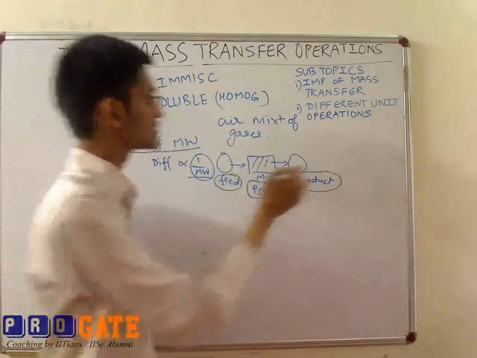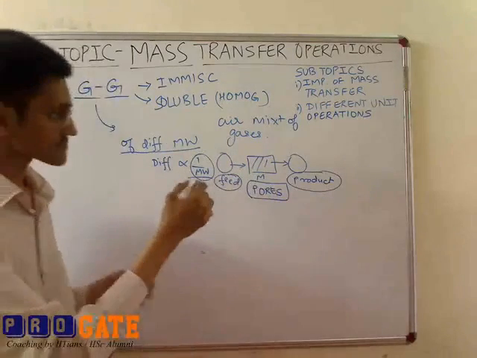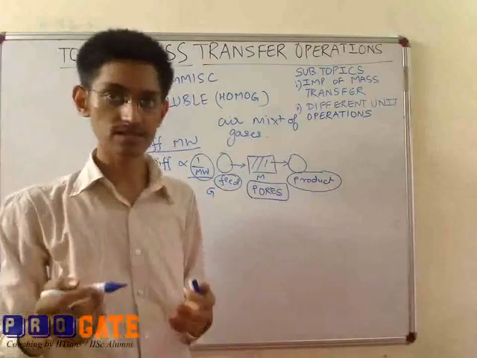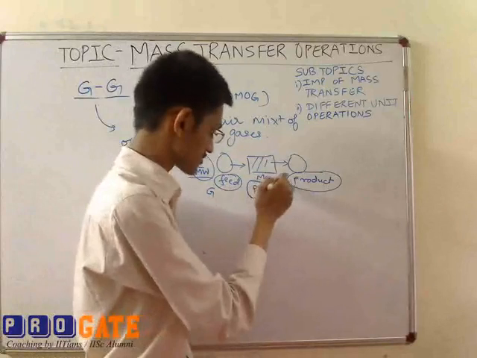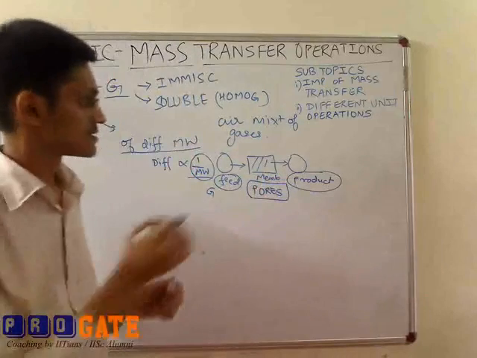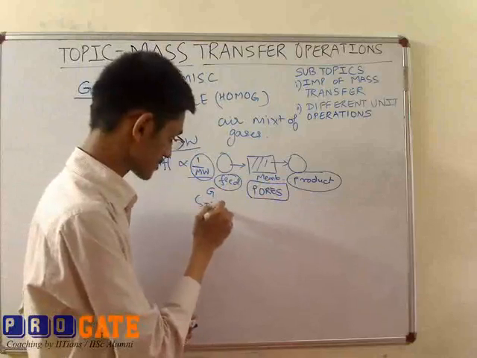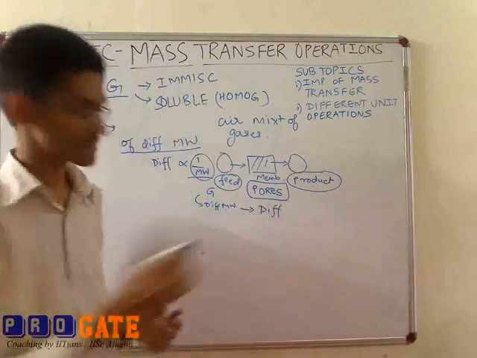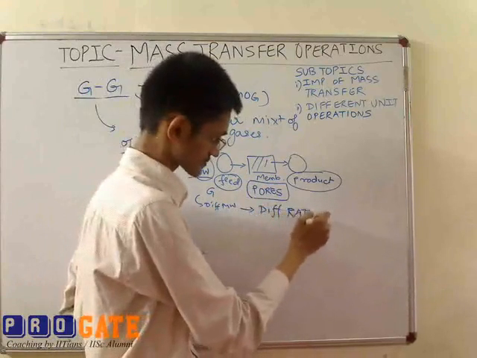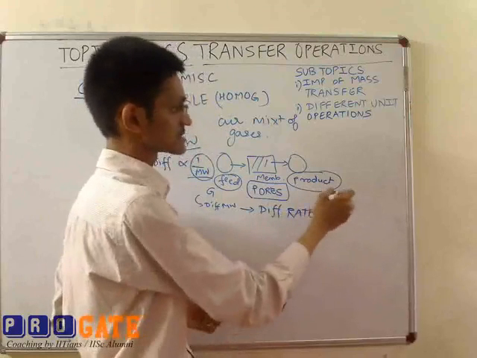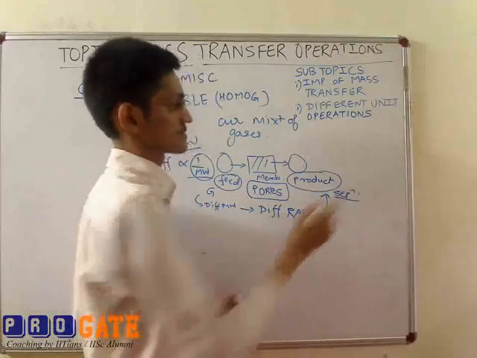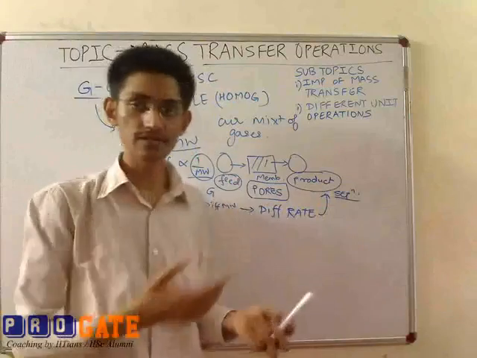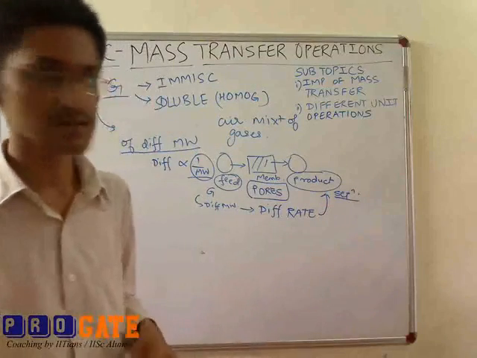Our aim is basically to separate a mixture of gases. So the feed is a gaseous mixture of different molecular weights and different chemical structure. The membrane is microporous. Gases of different molecular weight lead to what? Difference in the diffusion rate, and hence separation is achieved. So this may be one of the unit operations when we have gas plus gas as a mixture.